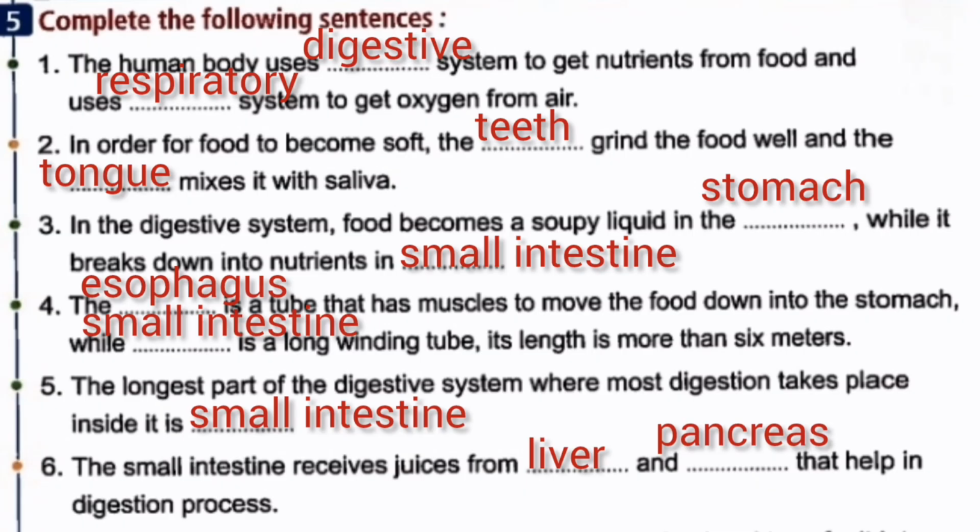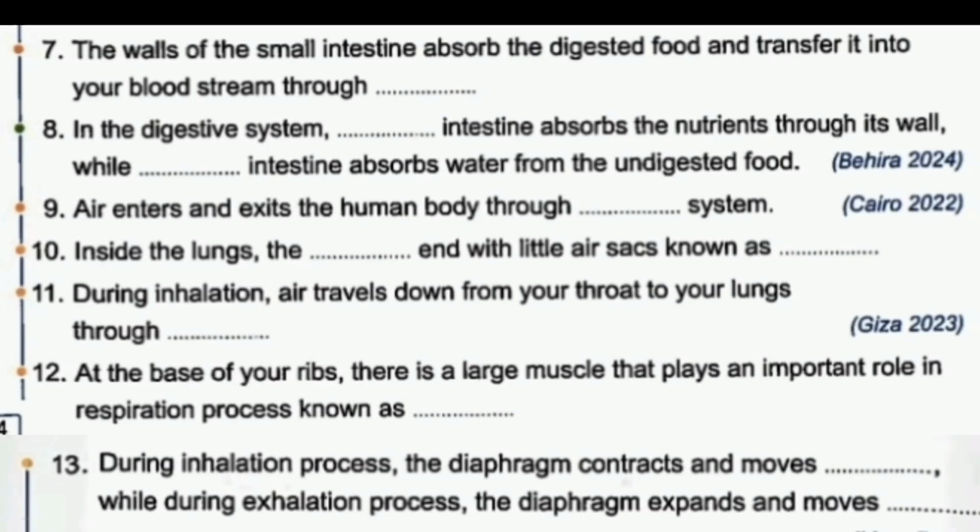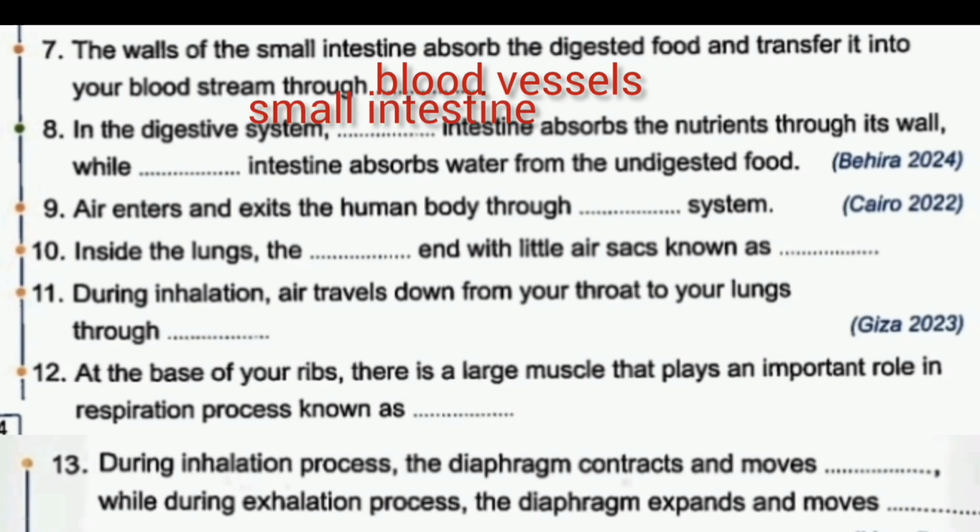Number 7. The walls of the small intestine absorb the digested food and transfer it into your bloodstream through blood vessels. Number 8. In the digestive system, blank intestine absorbs the nutrients through its wall, while blank intestine absorbs water from the undigested food. In the digestive system, small intestine absorbs the nutrients through its walls, while large intestine absorbs water.